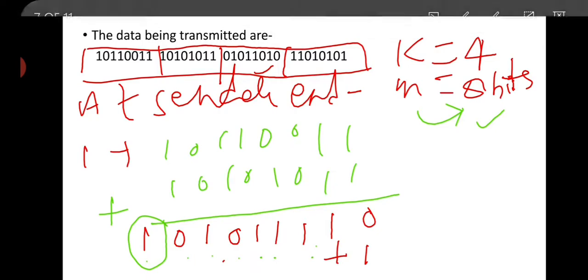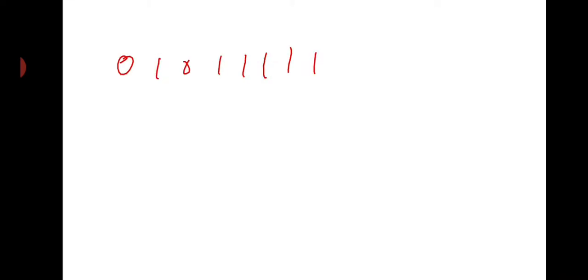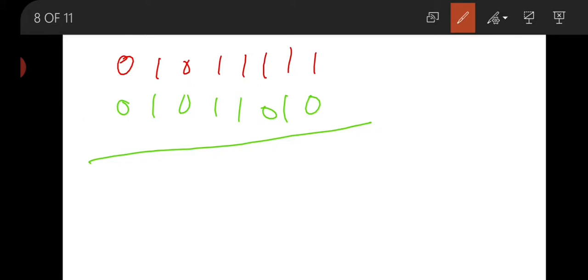Now we are going to add the third data unit. So the third data unit is 0 1 0 1 1 0 1 0. Now add this, and you will get the result: 1 plus 0 is 1, 1 1 0, carry bit 1. 1 plus 0 is 1 and 1. Your 1 is your carry bit.